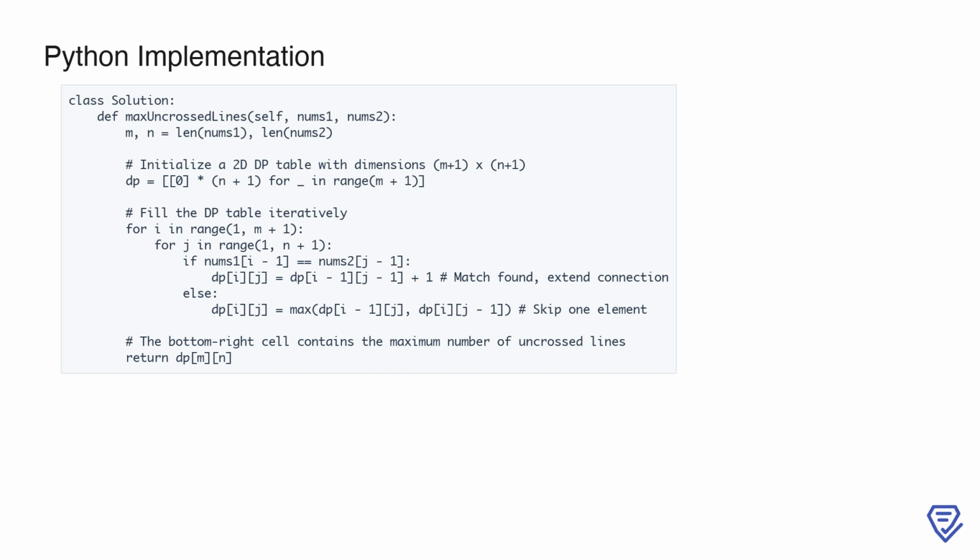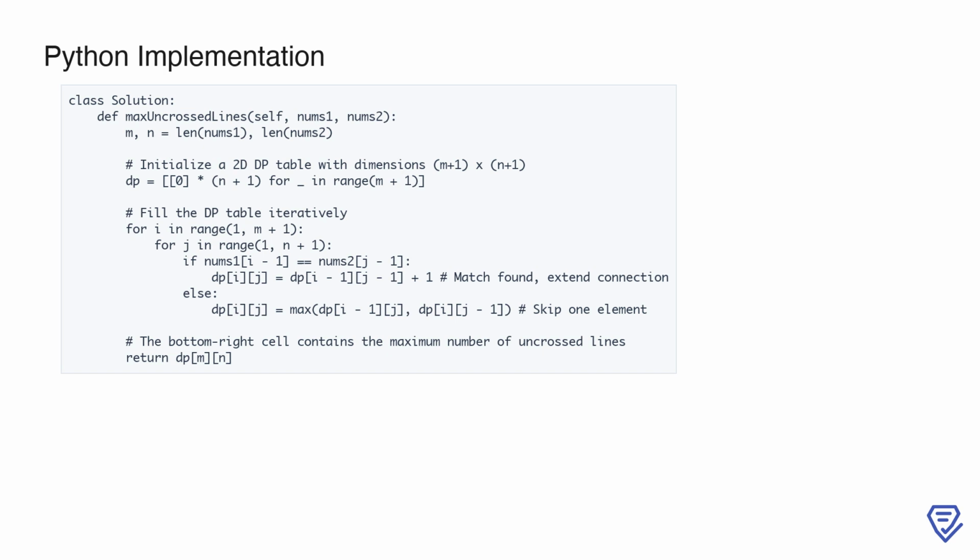1. We initialize two variables m and n to store the lengths of the input arrays nums1 and nums2, respectively. 2. A 2D DP table dp is created with dimensions m+1 by n+1, where dp[i][j] represents the maximum number of uncrossed lines that can be formed between the first i elements of nums1 and the first j elements of nums2. The table is initialized to zeros.